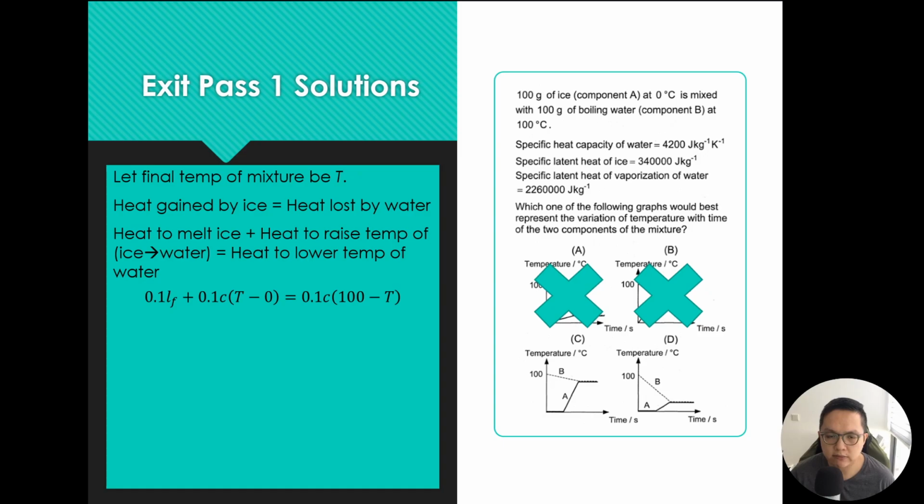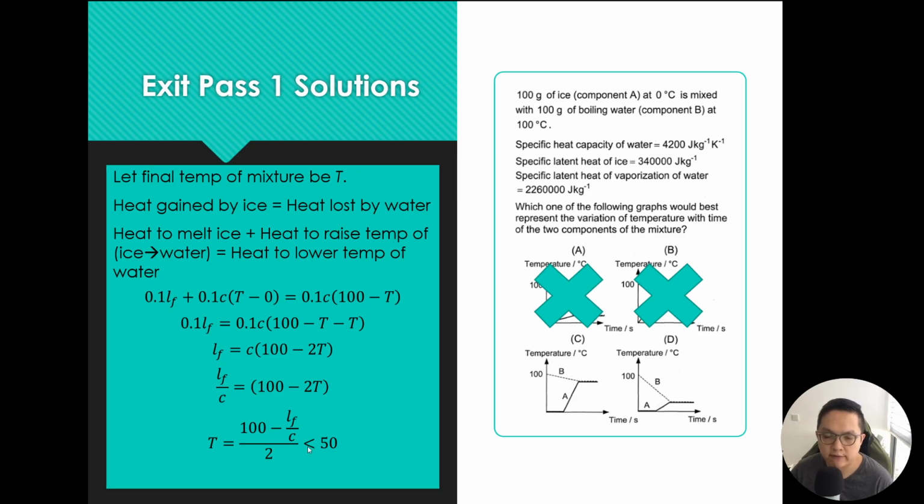Okay, if you rearrange this equation, what I do is shift this 0.1 C and T over to the other side, and I get this term here. I do one more step: I get LF equals C times (100 minus 2T). Then LF over C equals 100 minus 2T. Okay, I'm going to rearrange this equation to make T the subject. You can see that T equals (100 minus LF over C) divided by 2.